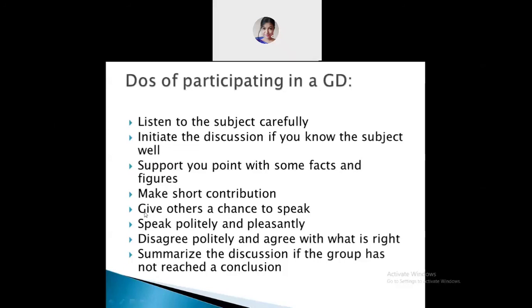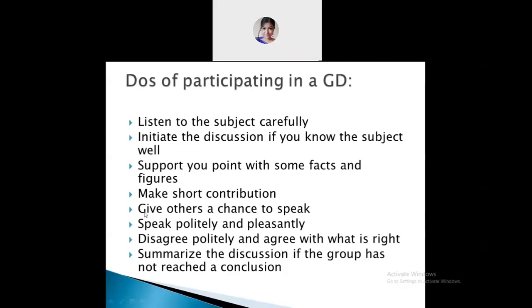Next is give others a chance to speak. When you take part in the GD, do not snatch anyone else's chance. Give the other people also a chance to speak. You are not the leader, you are not the only person who has got the opportunity to speak. So that is why also give the other people a chance to speak.